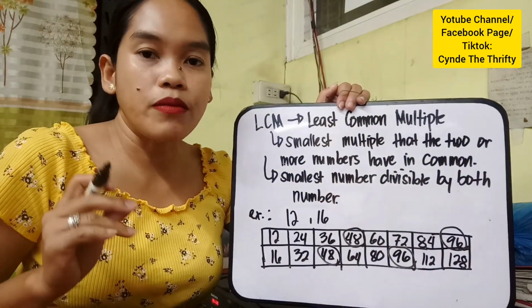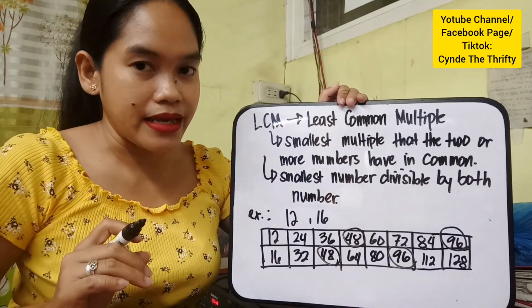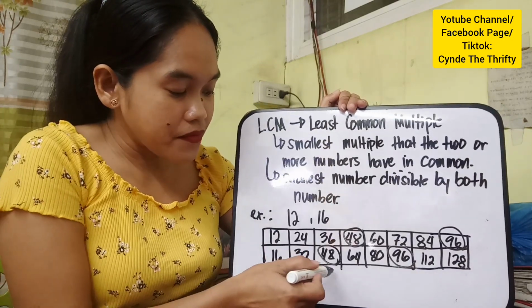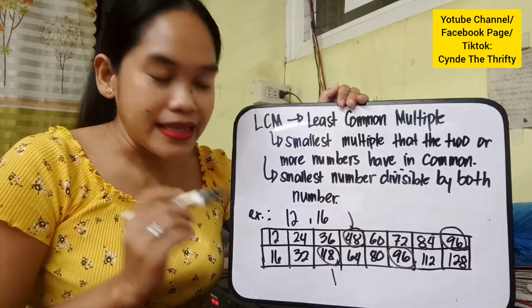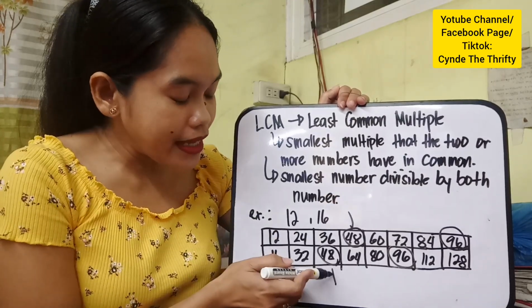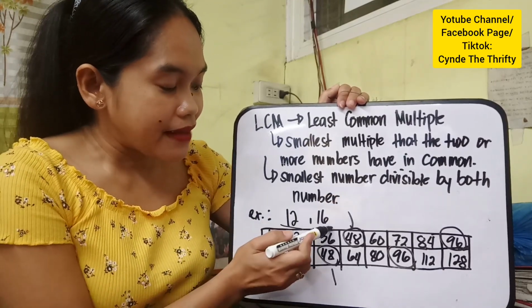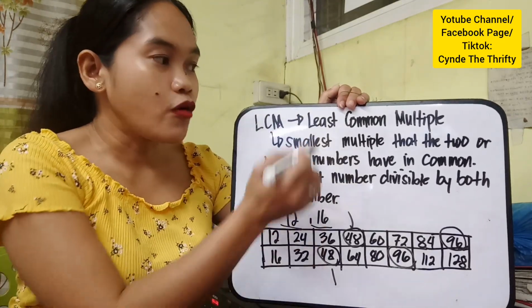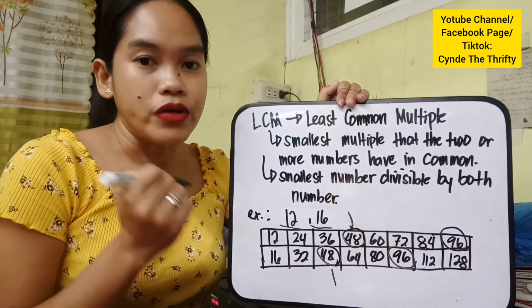So saan ang least common multiple natin or yung LCM natin? Ang ating LCM is si 48. Bakit si 48? Kasi si 48 yung pinaka-least na common nila na multiple. So, si 48 yung least common multiple ni 12 at ni 16. So, ito yung ibig sabihin ng least common multiple or yung LCM.